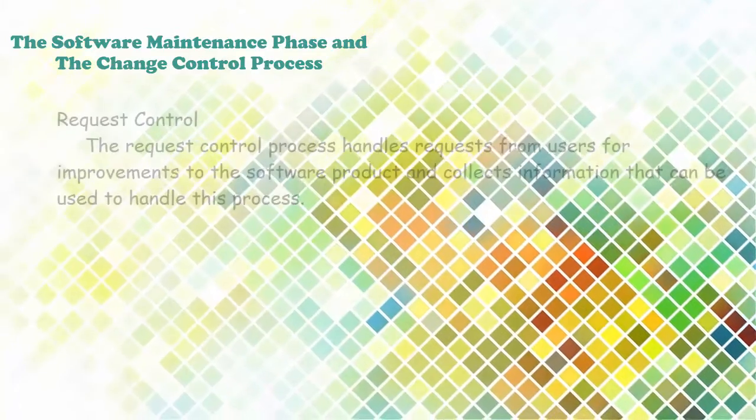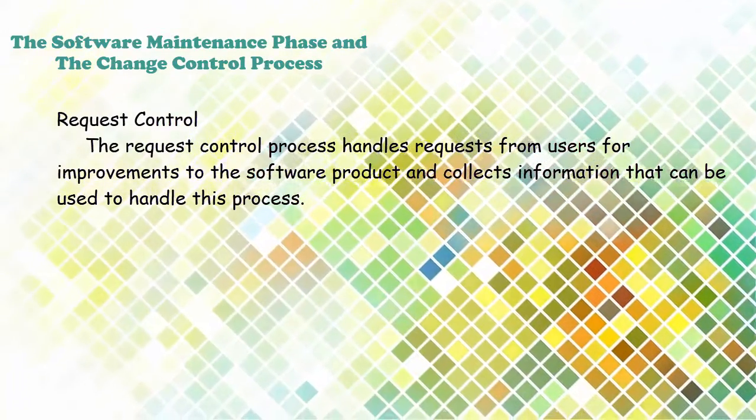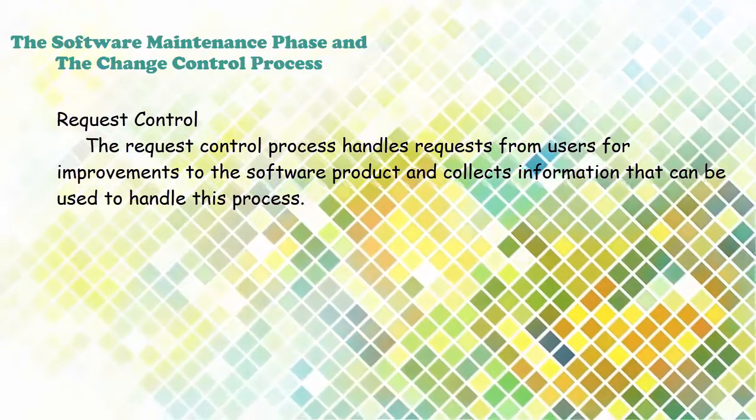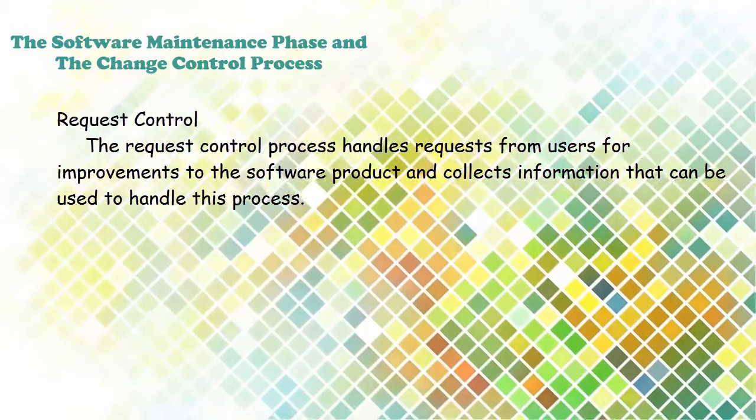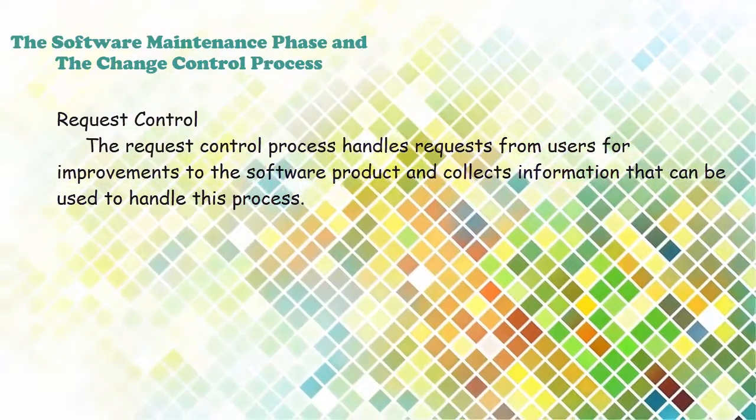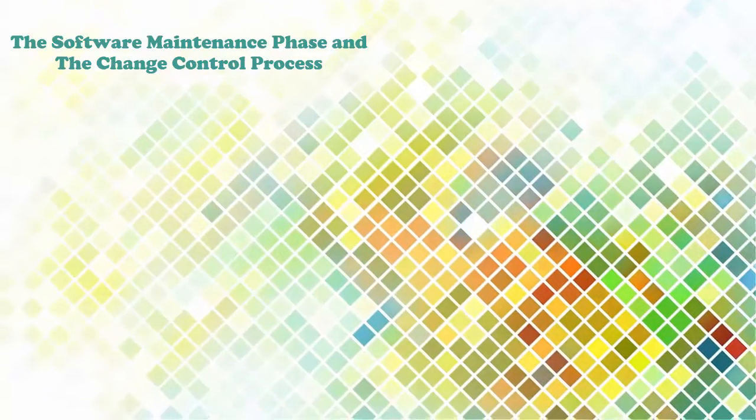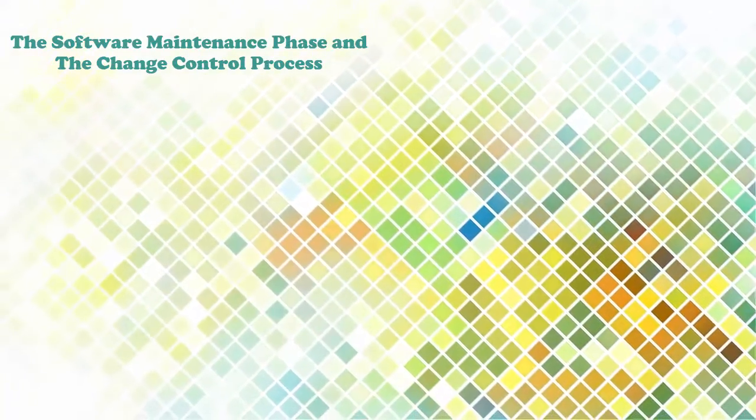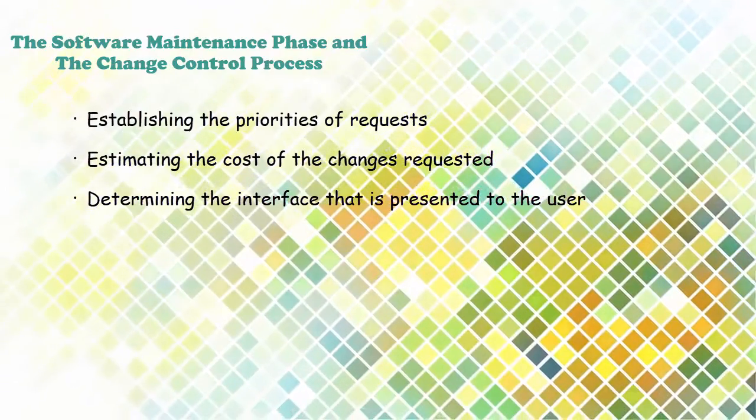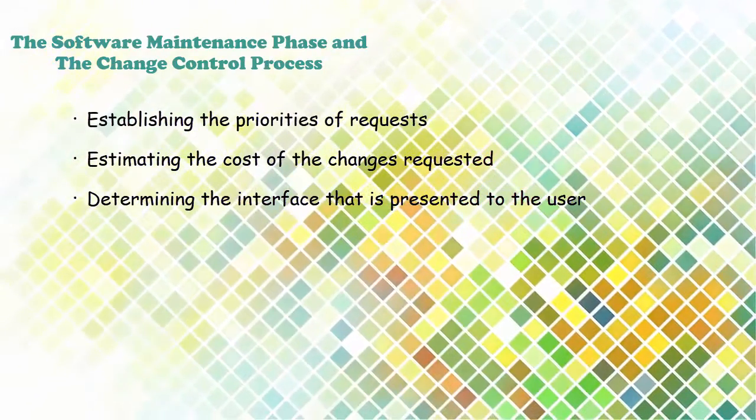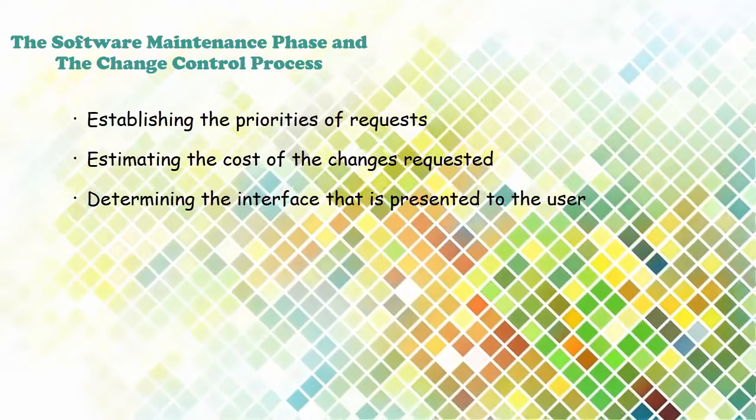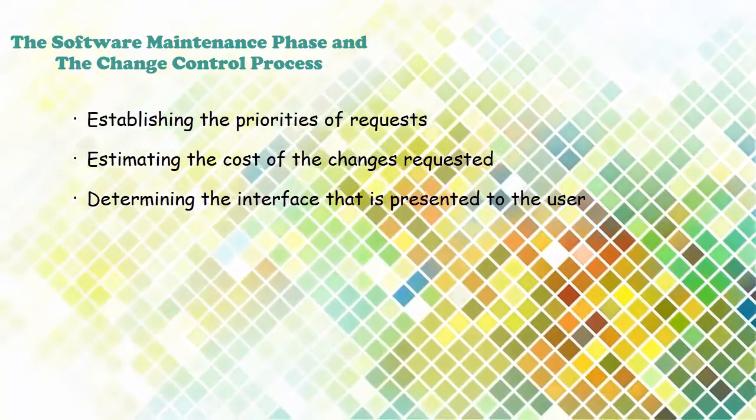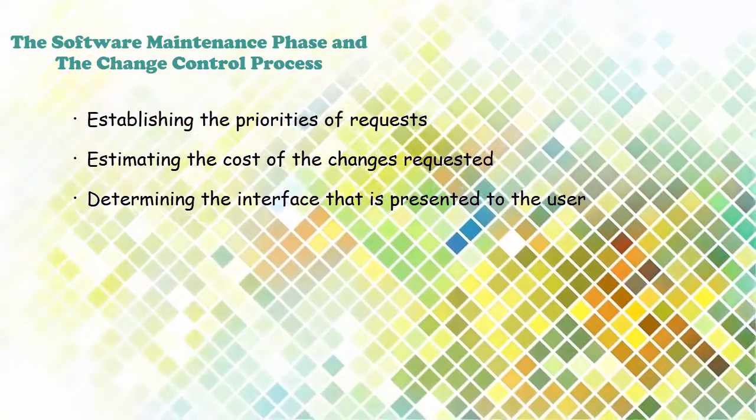So the request control basically handles requests from users for improvements to the software and product, and it collects information that can be used to handle this process. In the request control, there are some steps to follow. Step 1 is establishing the priorities of requests. Step 2, estimating the cost of the changes requested. And step 3, determining the interface that is presented to the user.